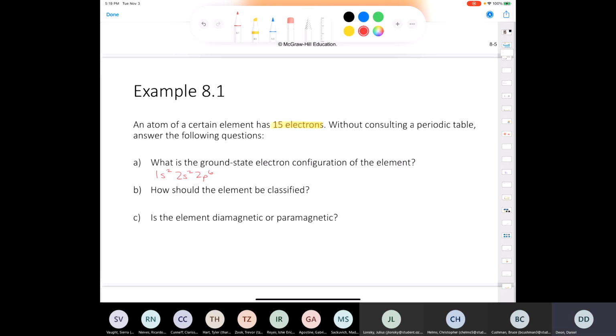What would come after? No, it wouldn't be a 3d. So if we go to 3, the next principal quantum number, we're going to have to start with 3s. Exactly, right? Because we're going to have to go s, p, d. So we're going to have 3s2. That accounts for 12. And then I'm going to go to 3p, and I need 3 more. So I'll put 3p3. And that is going to be the electron configuration of this element.